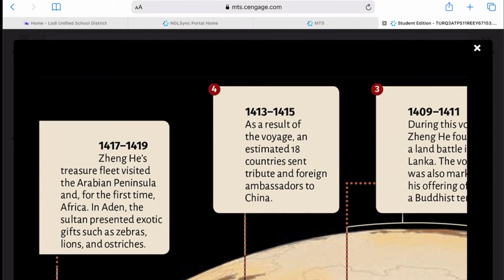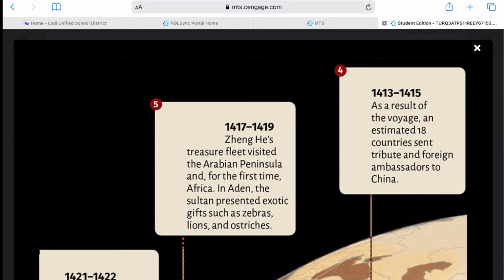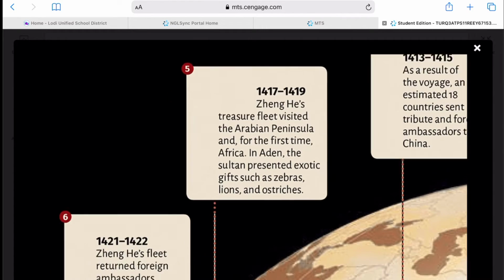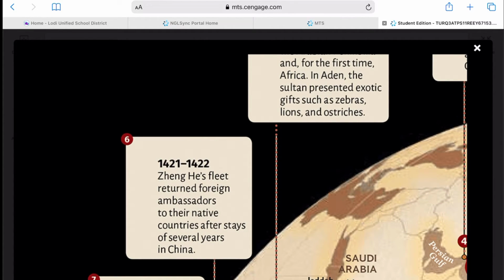In 1413 to 1415, as a result of the voyage, an estimated 18 countries sent tribute and foreign ambassadors to China. By 1417 to 1419, Zheng He's treasure fleet visited the Arabian Peninsula and, for the first time, Africa. In Aden, the Sultan presented exotic gifts such as zebras, lions, and ostriches. In 1421 to 1422, Zheng He's fleet returned foreign ambassadors to their native countries after stays of several years in China. In 1431 to 1433, the last voyage marked the end of China's age of exploration.